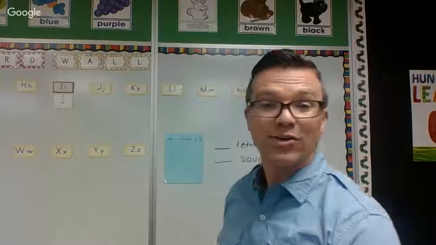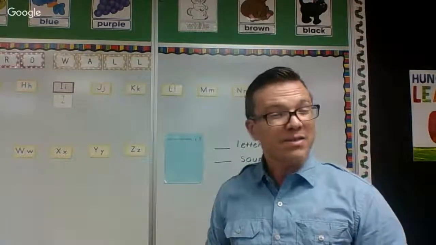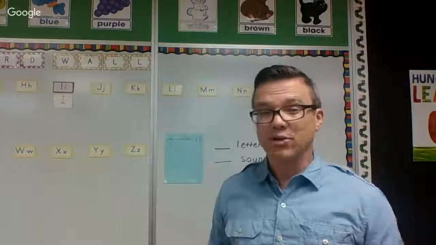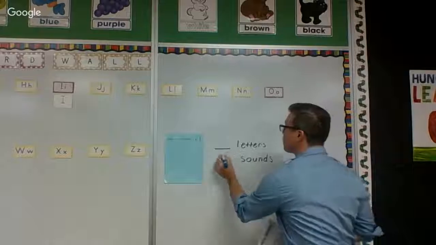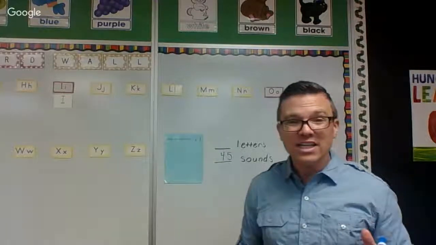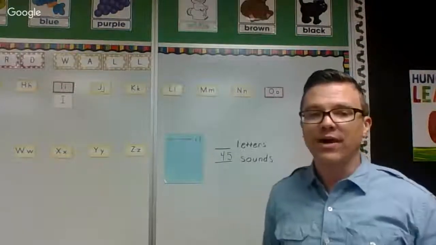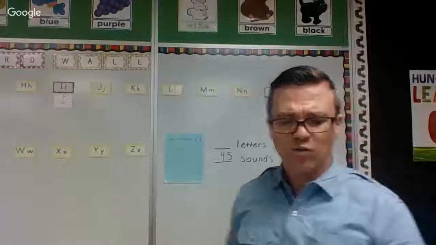But I will tell you how many sounds we have in our English language. Okay, think about the sounds, right? So say my letter B, it makes a B sound, right? That's a sound. We have 45 sounds in our English language. That's huge. Now, I will give you a hint. There's less letters than 45. We do not have 45 letters.